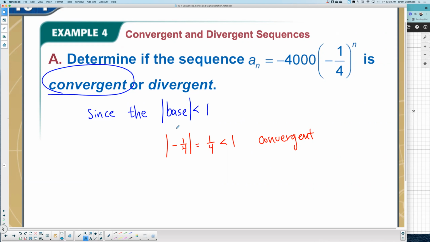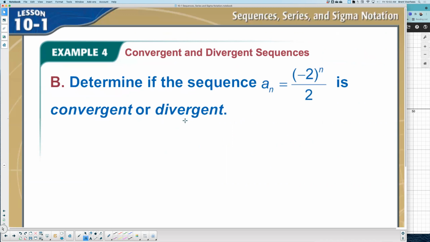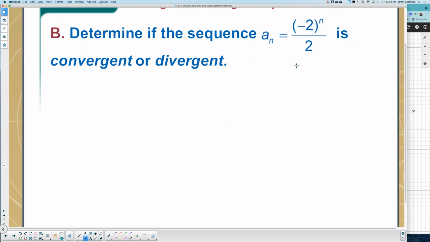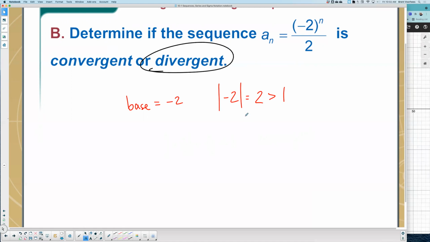All right, so part B. And again, I'll show you these graphically as we go. Which one's the base on part B? Negative 2. What can you tell me about negative 2? The base is negative 2. So the absolute value of negative 2 equals what number? 2. That is greater than 1. So guess what that means? Divergent. Since it's greater than 1, it's divergent.